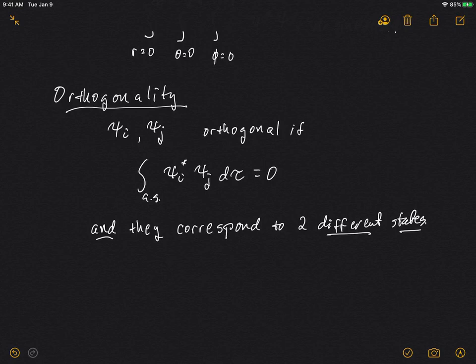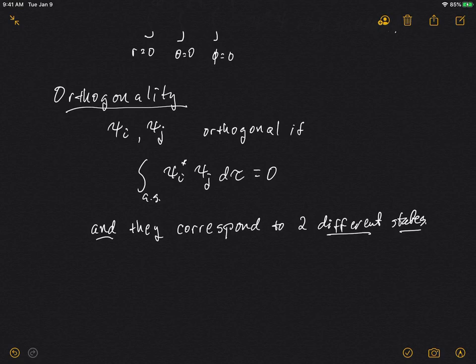Now, another way that this ends up being useful is that we can use this orthogonality relationship to sometimes, once we have one state, make a guess about what another state is going to look like.